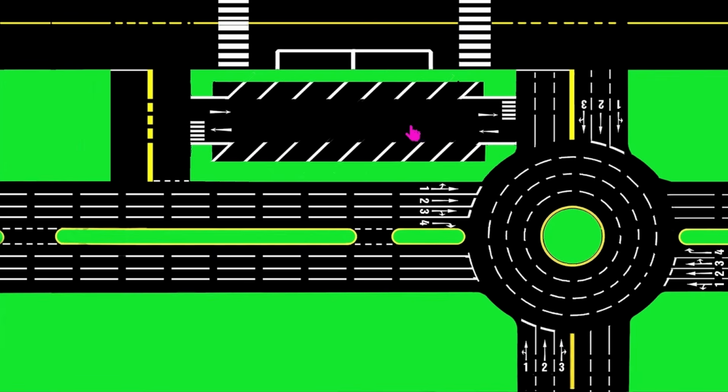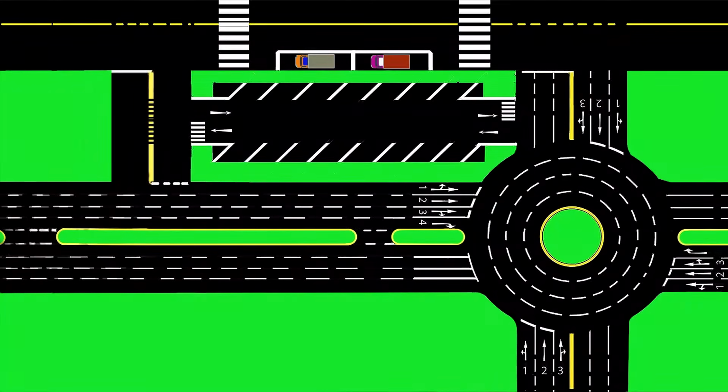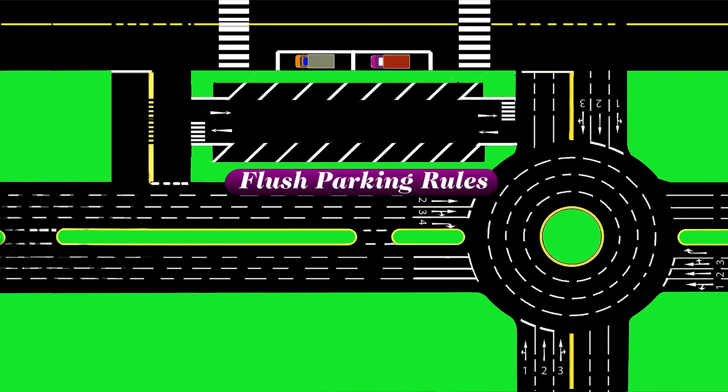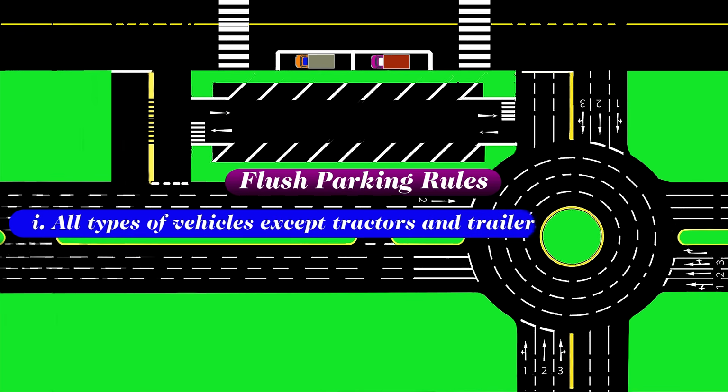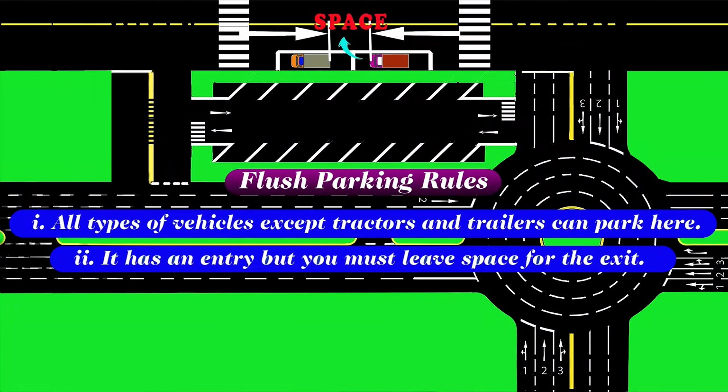Now the flush parking is the kind of parking found on the left side of the road in the direction of traffic. It has no security, thus it is an uncontrolled parking zone. It also has some rules for flush parking. These are: 1, all types of vehicles except tractors and trailers can park here. 2, it has an entry but you must leave space for the exit.